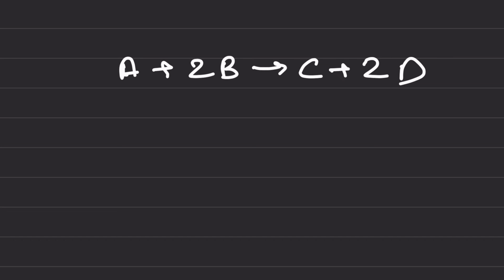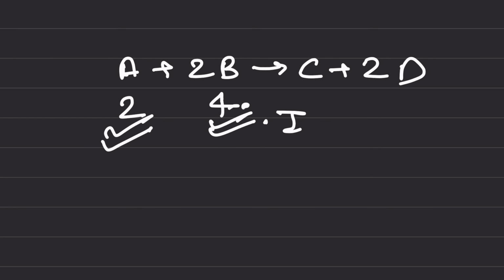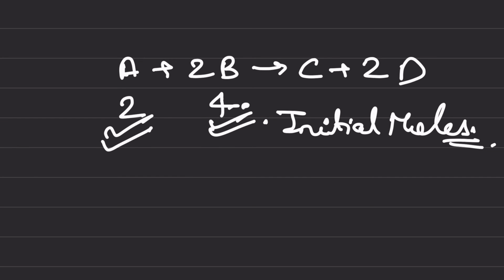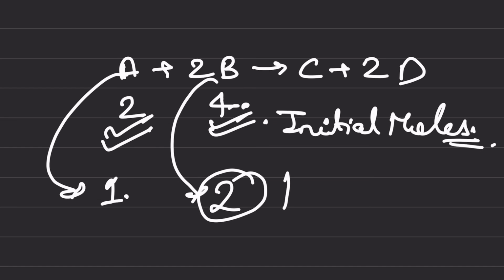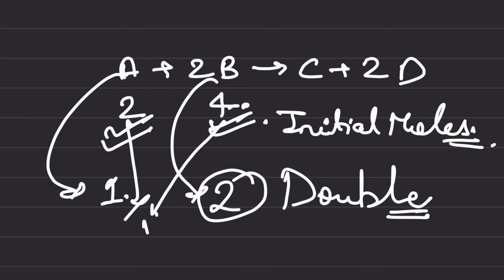Suppose there is one more chemical reaction which is A plus 2B will give C plus 2D. Suppose that A moles are 2 and B moles are 4. This is the chemical reaction in which these are the initial moles which are given. We can clearly see that if 1 mole of A is required, the number of B moles required will be 2, double. So double the moles of A will be required of B. Here the number of A moles are 2 and B moles are 4, so double the moles of B are there.